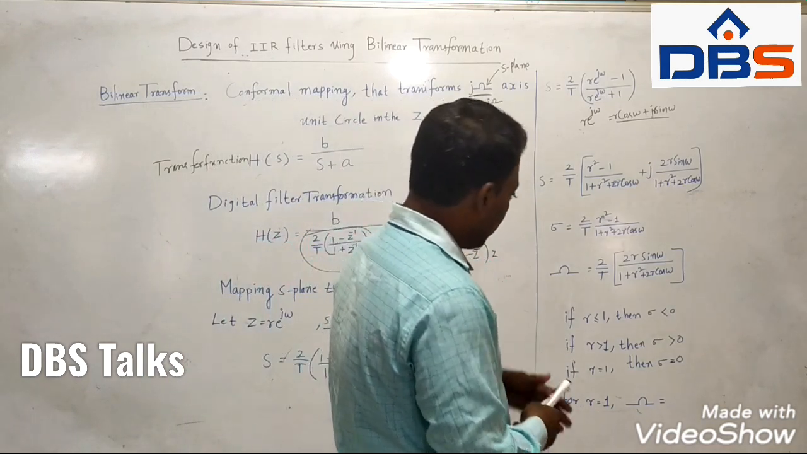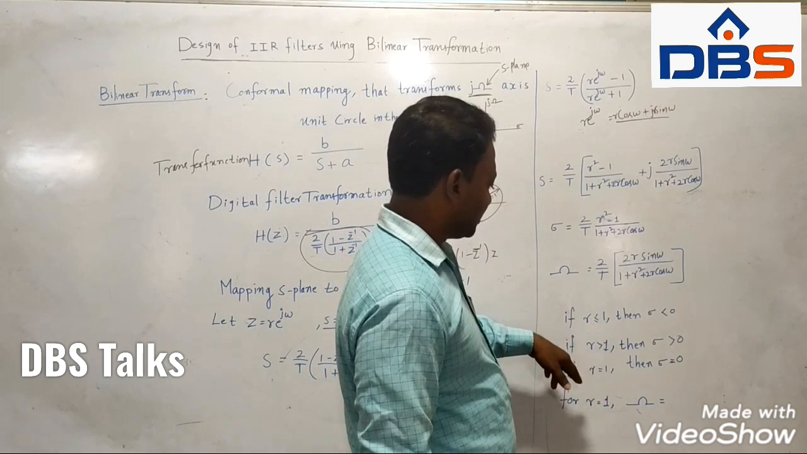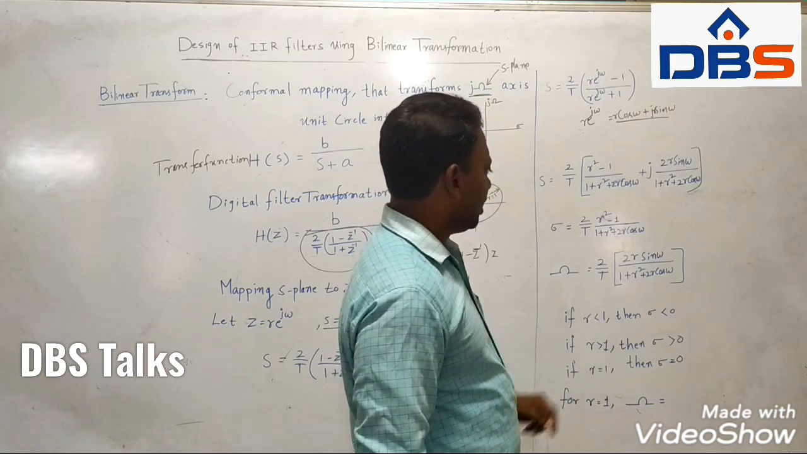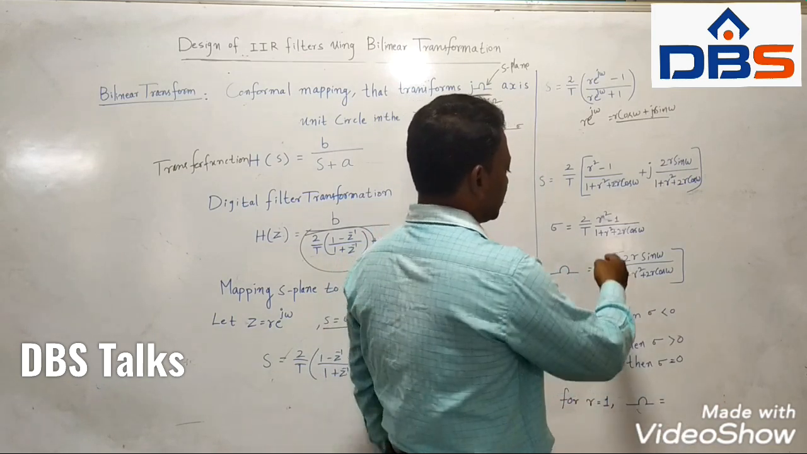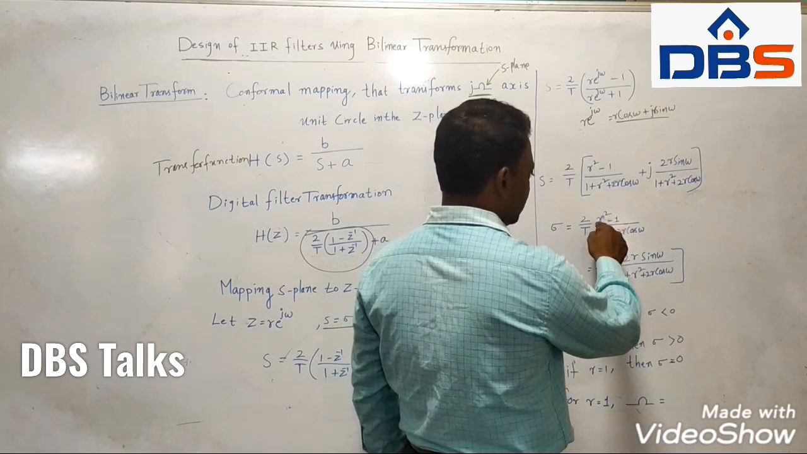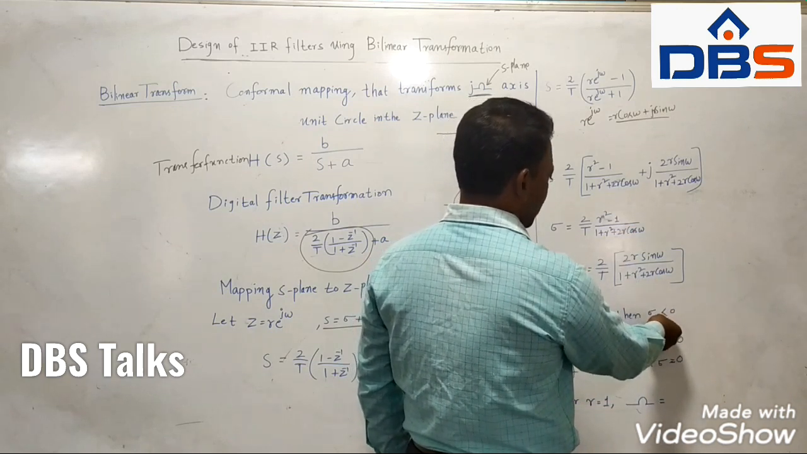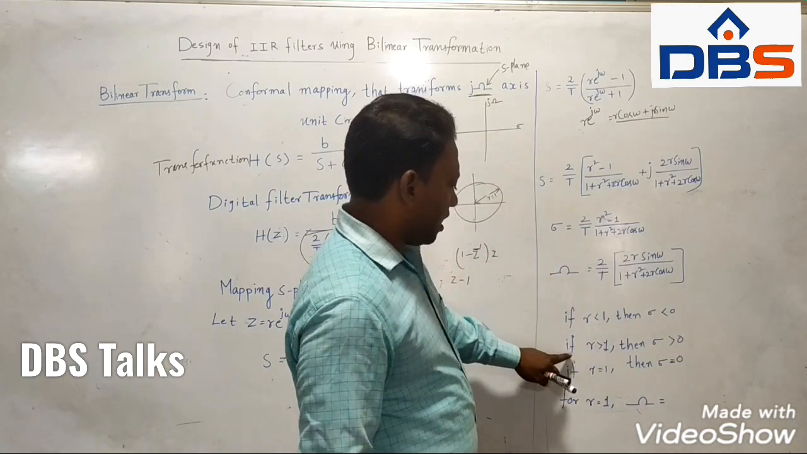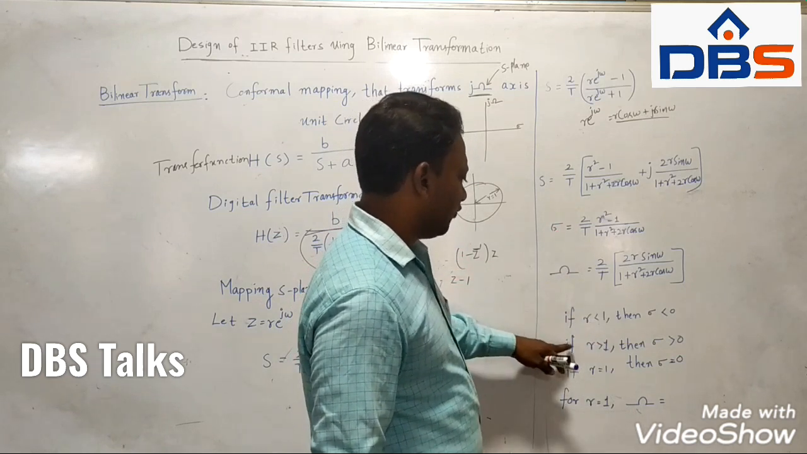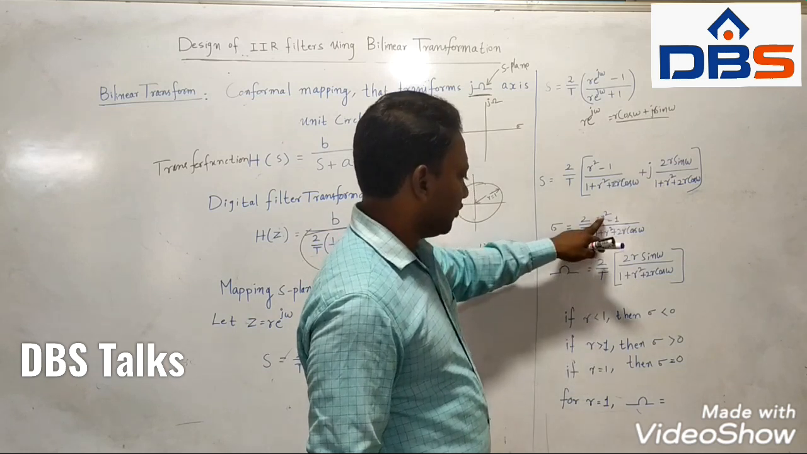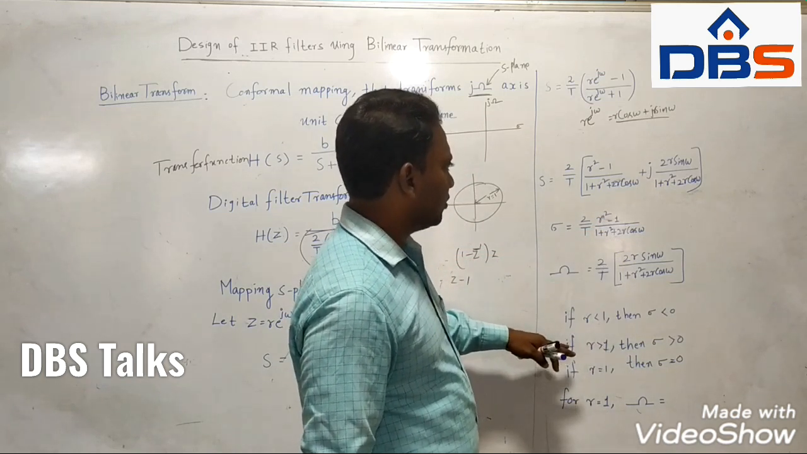Now we have to see the three different cases. If r is less than 1, then sigma is less than 0. That means negative values of sigma. If you substitute values here, sigma is less than 0. And if r is greater than 1, sigma will be greater than 0.